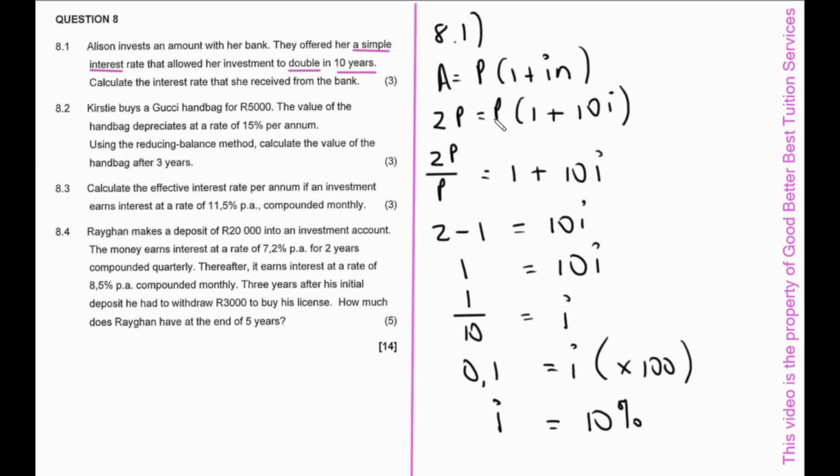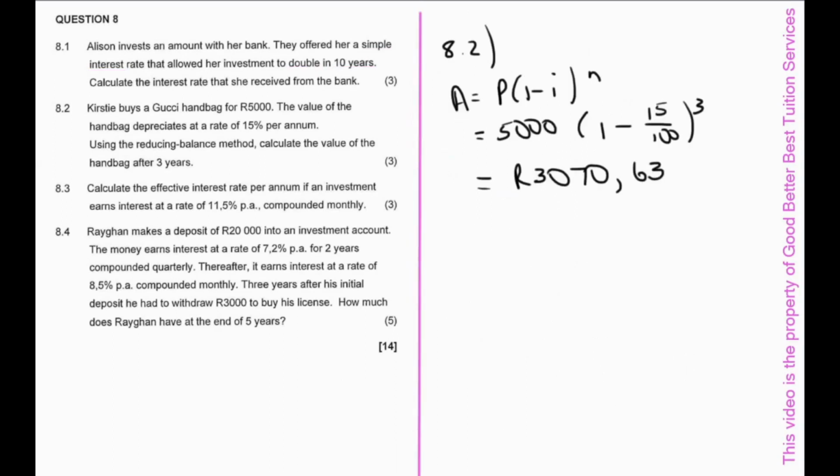So what are we going to do? We are going to say 2P is equal to P(1 + 10i), because it's 10 years. And now we are going to divide by P on both sides. This means that the P's will cancel and we are left with 2, and we are left with 1 + 10i. On the right hand side, we are going to subtract this 1 so that we can say 2 minus 1 is equal to 10i. And what we are going to find now is the interest rate, and we see that the interest rate is 10%.